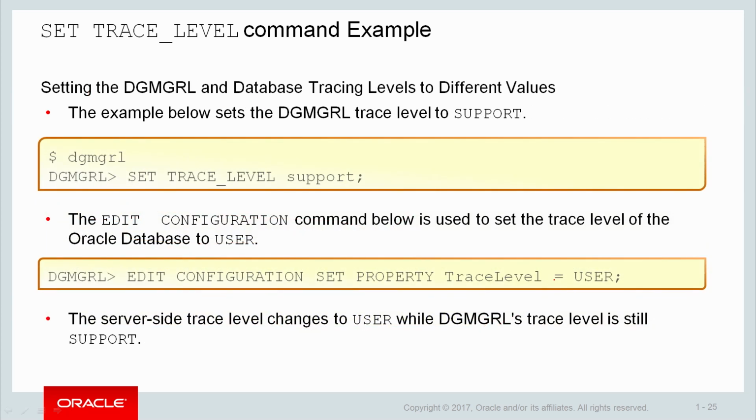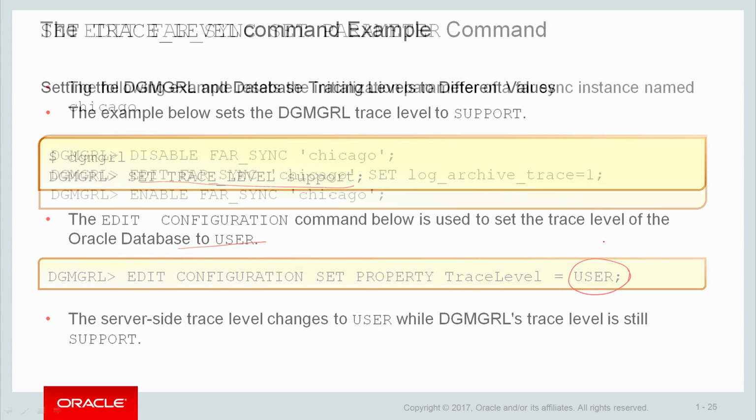Set trace level command examples. Here we have setting trace level support, and the edit configuration command below is used to set the trace level of the Oracle database to user. So here we have the client set to support, but the database, so this is the broker operations inside the database, we have edit configuration set property trace level to user. So the server-side trace level is set to user, while the DGMGRL trace level is still set to support.